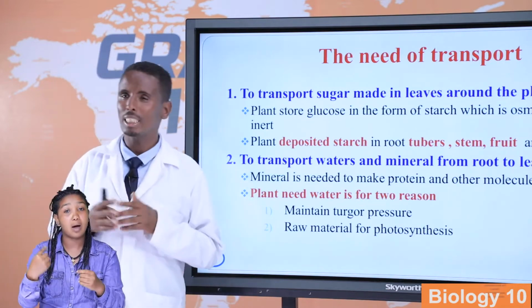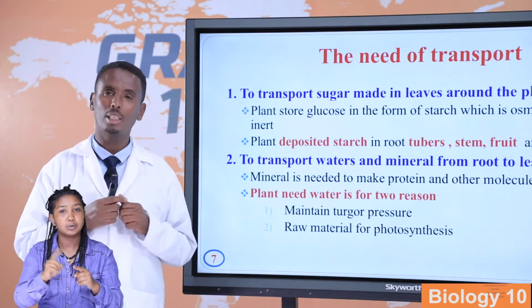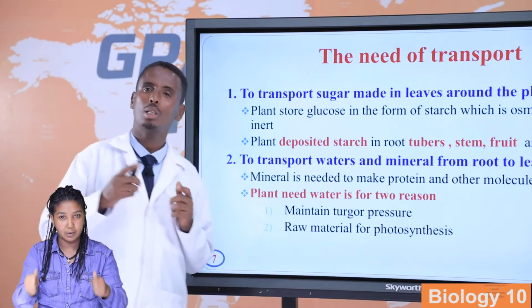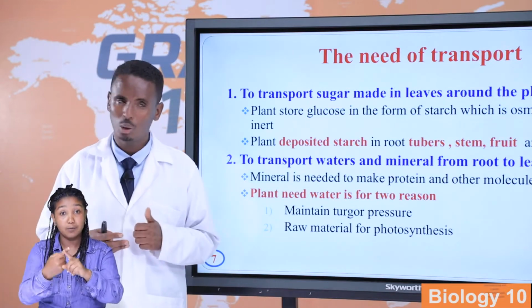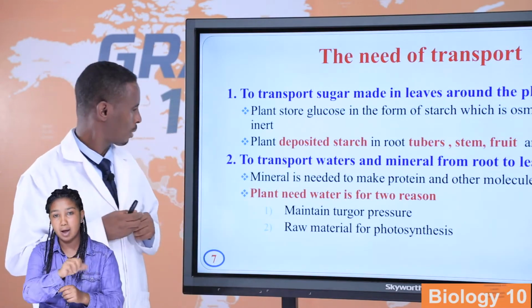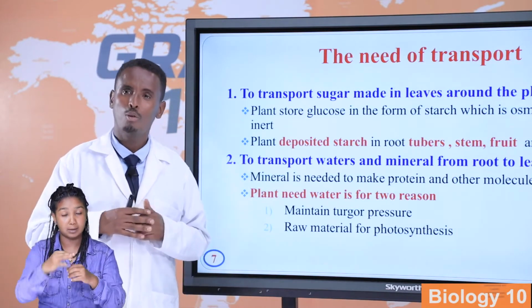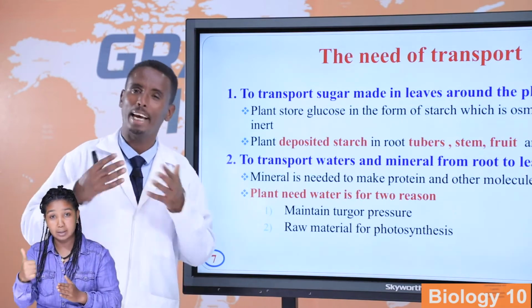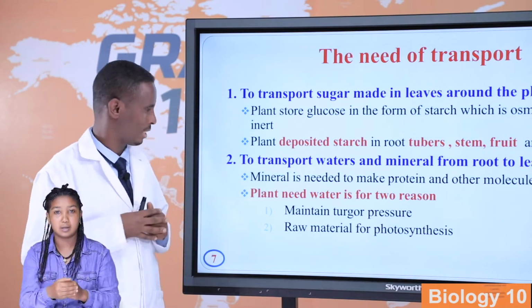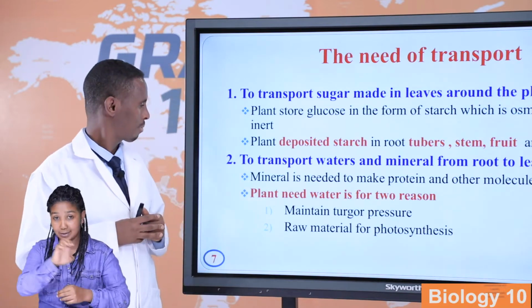For the other purpose, a plant needs transport to carry water and dissolved minerals from the root to the leaf and other parts of the plant. Plants need minerals for making protein, for making other substances like DNA, for making hormones, and for making enzymes.